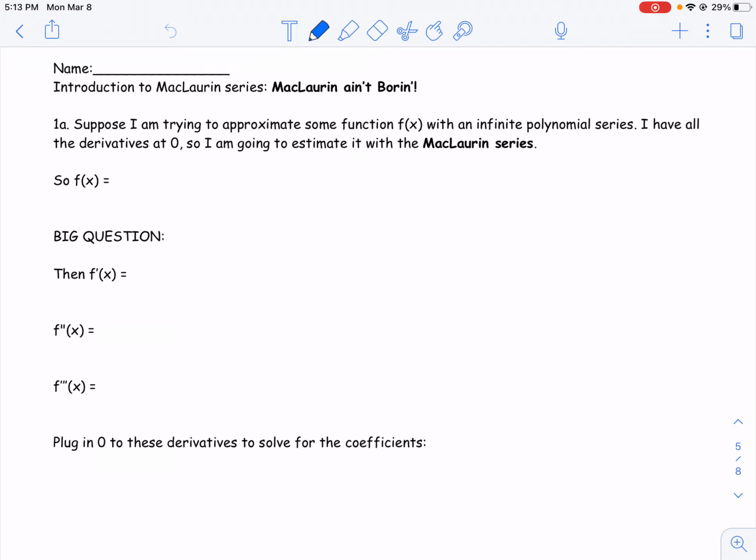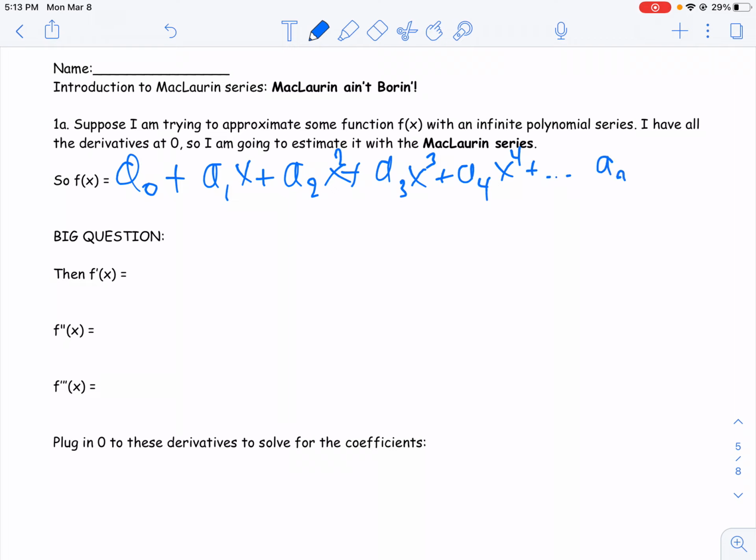So if we wanted to write some series, we would write it as some a sub 0 plus a sub 1 times x plus a sub 2 times x squared plus a sub 3 x cubed plus a sub 4 x to the 4, and so on. And then I'd have some general term a sub n times x to the n. Our goal is to find these constants a sub n and find some kind of pattern. These are all constants, and our goal is to figure out what those constants are. And the way we're going to do this is by using derivatives.